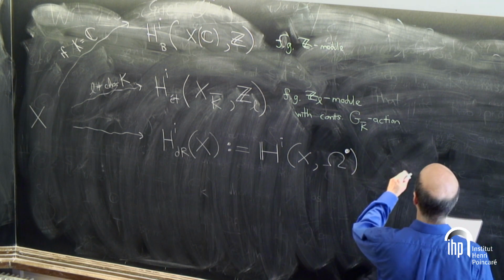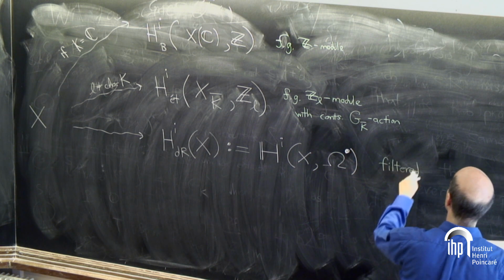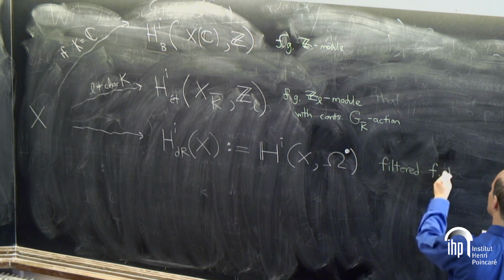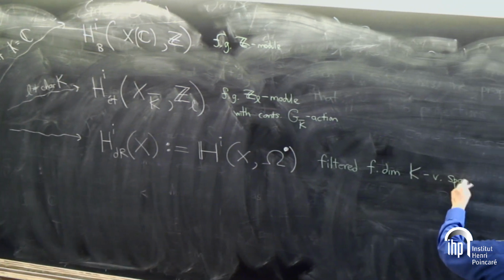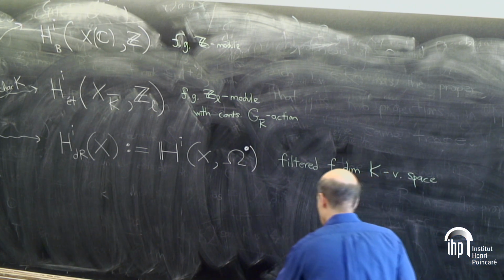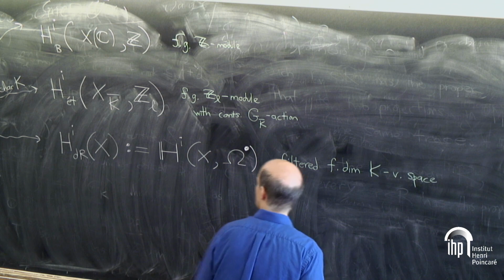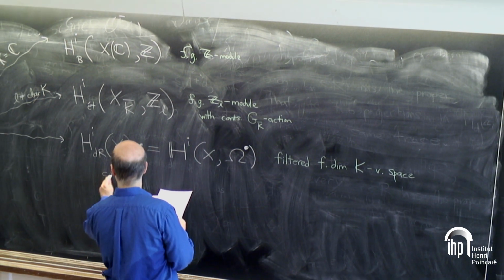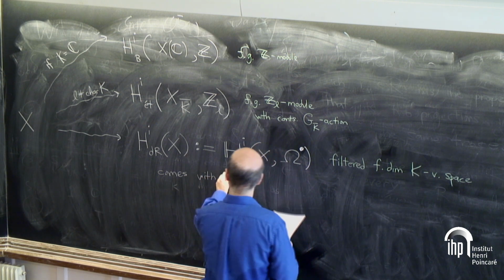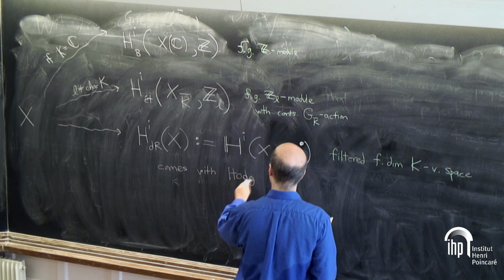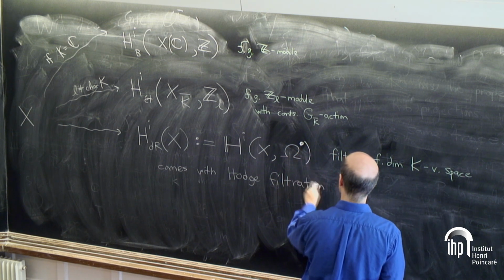This is a finite dimensional vector space, but also it's filtered. So it's a filtered finite dimensional K vector space. Filtered means that it comes with the Hodge filtration, which is a descending filtration. So it means that you have a descending sequence of subspaces.